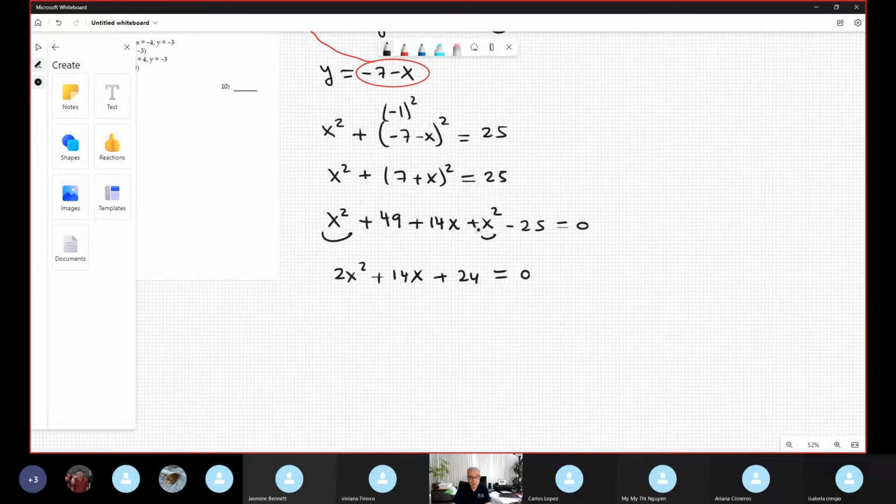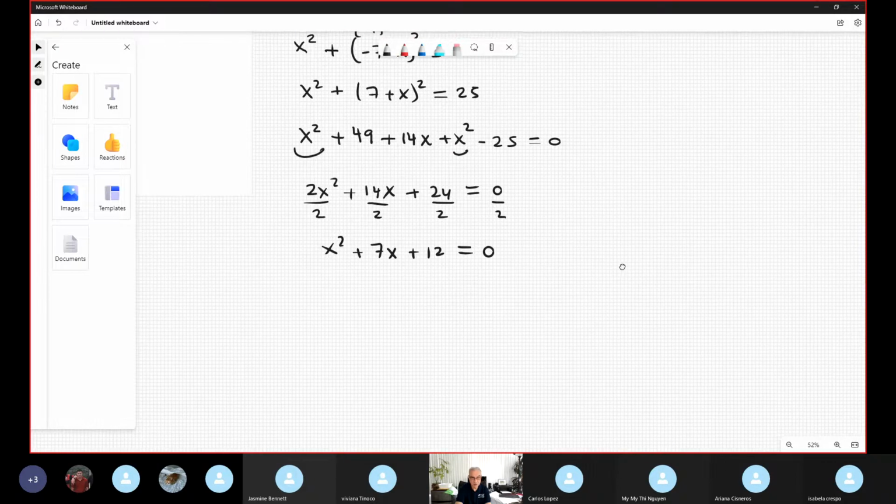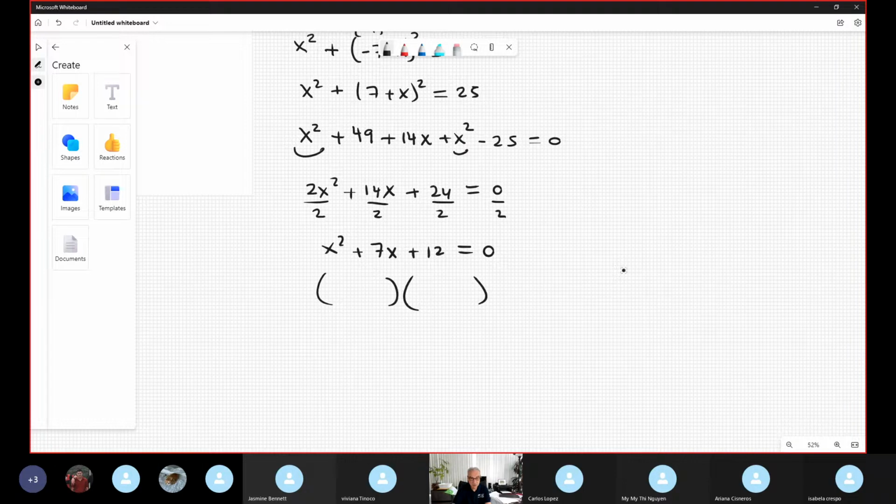Wow, I can see you can divide this equation by 2, because all the coefficients are even numbers, right? This is x squared plus 7x plus 12 equal to 0. Wow, too easy an equation. Factorization is possible, not necessarily the quadratic formula. The combination is 4 and 3, no? 4 times 3 is 12, 4 plus 3 is 7, and plus plus.